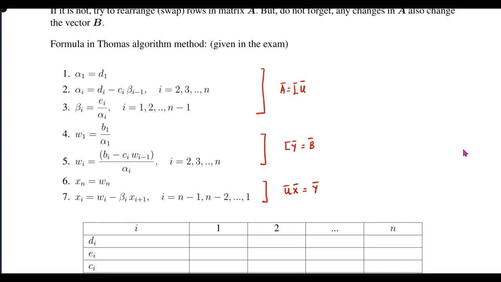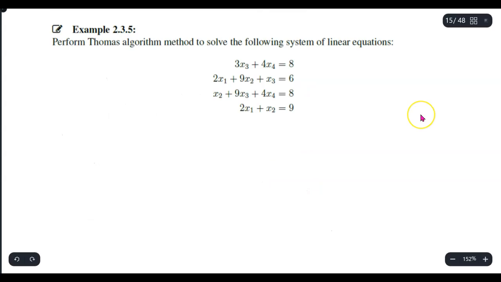How can we use all of this algorithm, all of this formula, to come out with the solution of a system of linear equations? Consider this example. You have a 4 by 4 system here. So first thing first is to check whether your A is tridiagonal or not.